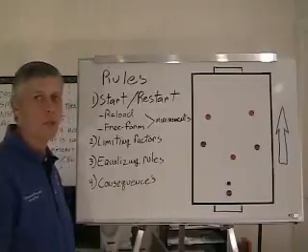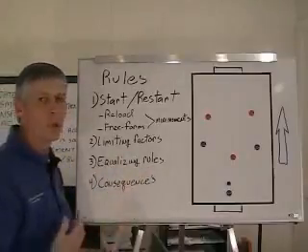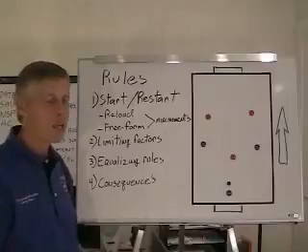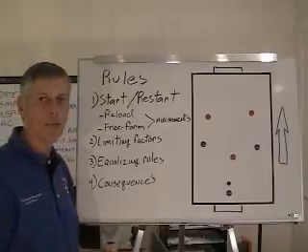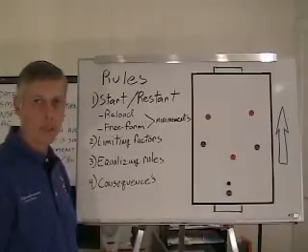Now, the next element of the rules is going to be when you put a limiting factor in the game, and that's going to be when the limiting factor is on both teams.